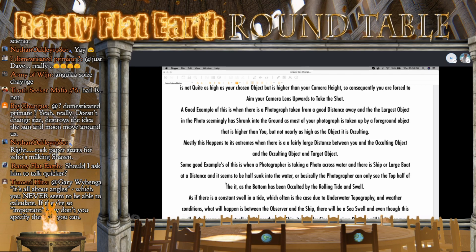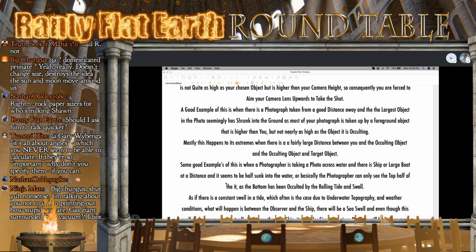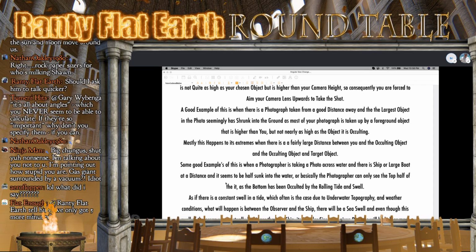Some good examples of this is when a photographer is taking a photo across water and there is a ship or large boat at a distance. It seems to be half sunk into the water, or basically the photographer can only see the top half of it, as the bottom has been occulted by the rolling tide and swell.